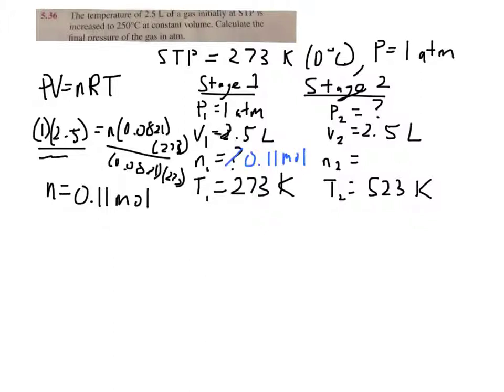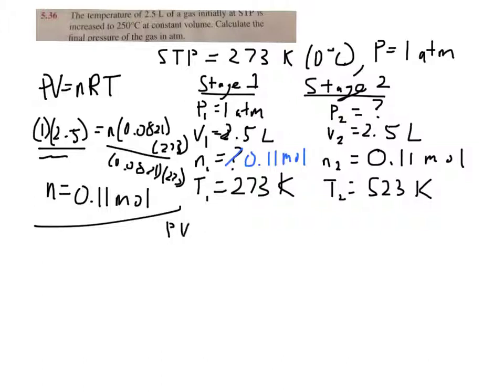Now if we look back at the problem, it doesn't say anything about changing moles, and it doesn't talk about any extra gas, so we know that this number of moles stays the same. So in N2 we can write 0.11 moles. Then we look at stage 2 now, and realize we have three knowns and only one unknown. We can set up another ideal gas law and solve for that final pressure.